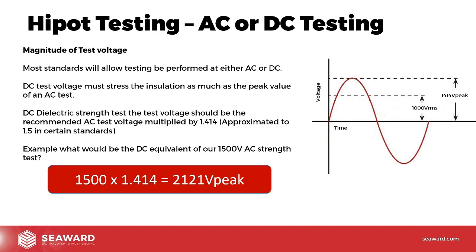So typically the DC voltage will be set at the peak voltage of the AC waveform. Very simply, if we take the AC prescribed value and multiply that by 1.414, often approximated to 1.5 in some standards, that would give us the appropriate DC voltage under which to perform the test. So as an example, we're going to do a 1500 volt test. What's our equivalent for DC? 1500 times 1.414 would give us a 2121 volt peak. So we'd be looking to do a DC test at 2121 volts.